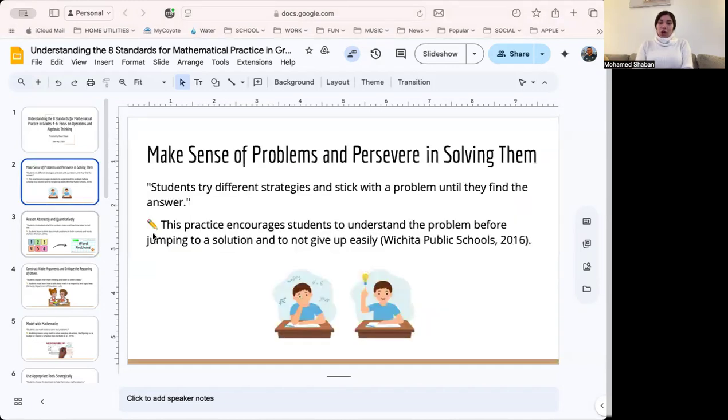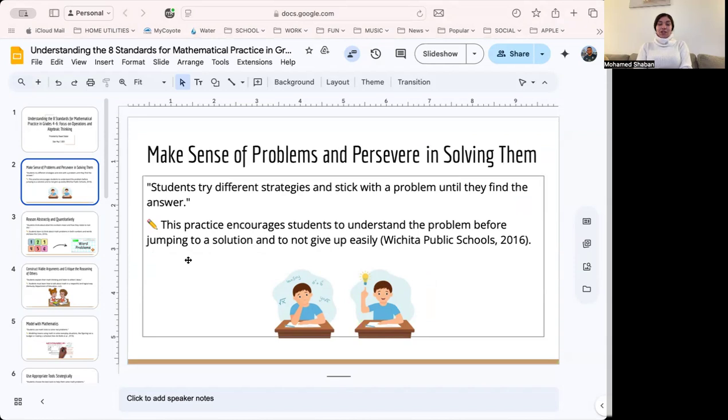This practice encourages students to understand the problem before rushing to solve it. For example, they might reword the question, make a plan, and keep trying even if they get stuck. In this image, a student is using a strategy to break down a word problem step by step.